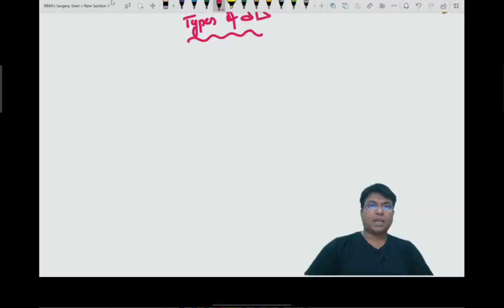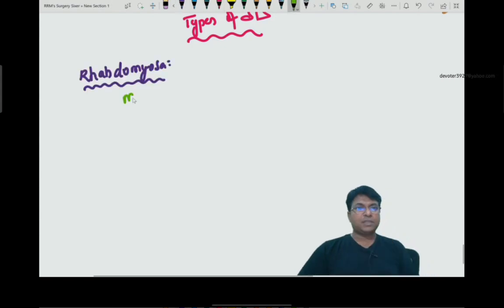Now the discussion of the most important MCQ topic, that is rhabdomyosarcoma. Let me start with rhabdomyosarcoma because it is one of the favorite topics for institute exams as well as for the NEET exam. I already told you this is the most common type of soft tissue sarcoma in pediatrics. And please don't forget the most common site of rhabdomyosarcoma is head and neck.